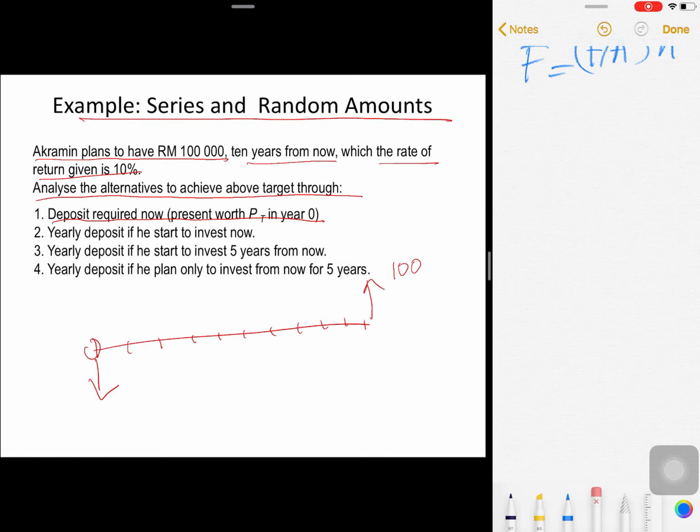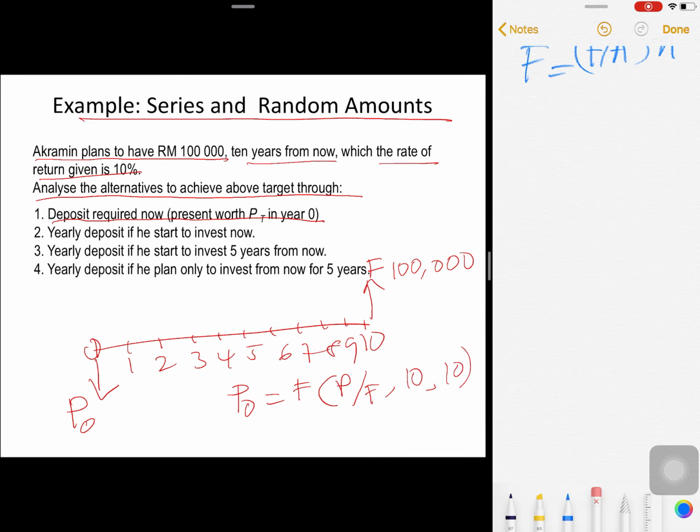Okay. Akramim wants to have $100,000 as the future value in year equals to 10. So how much should he put in as deposit, P naught? P naught equals to F times P over F at 10%, N equals to 10.